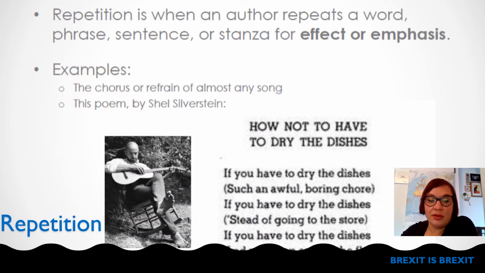Another language feature you may come across is repetition. It really goes without saying what repetition is, but it's how you use repetition, for example, in a song or in a poem. Like you see there, if you have to dry the dishes, if you have to dry the dishes, if you have to dry the dishes. So if you see any form of repetition in the text, you could use that as a literary feature to point out. And another obvious one that we can't forget is Brexit is Brexit.